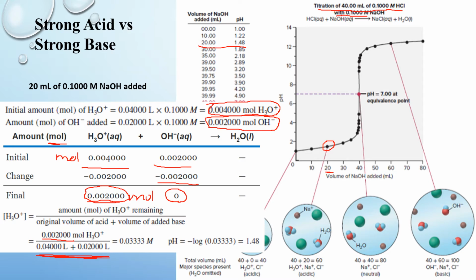So the final concentration of the proton is 0.033 molar. And to convert that into pH, we got 1.48. And that's how we obtain 1.48 in this table. And if we zoom in on this point, you can see now the system not only has chloride from the acid, which is the spectator ion, it also contains another spectator ion, which is sodium, that comes from the dissociation of sodium hydroxide. Meanwhile, we also have water and a proton.